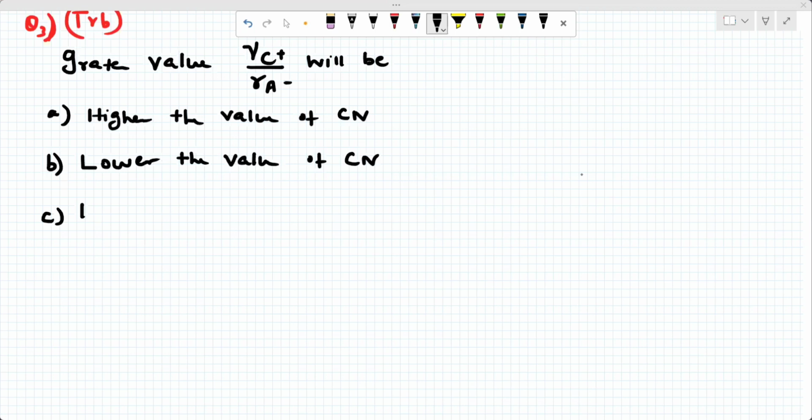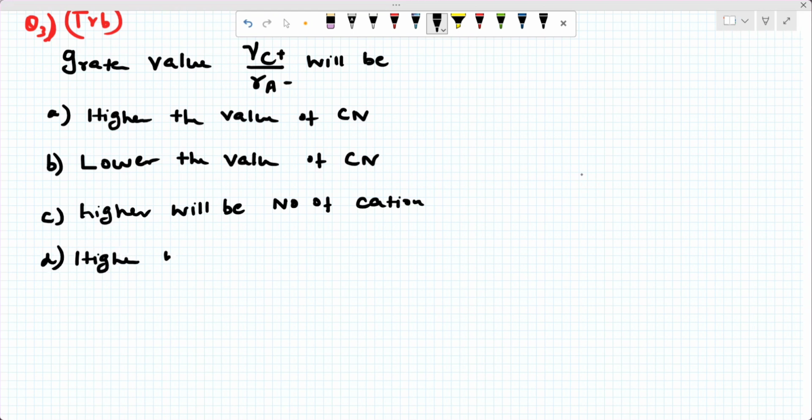The greater the value of radius of cation by radius of anion will be: option A, higher the value of coordination number. Option B, lower the value of coordination number. Option C, higher will be the number of cations. Option D, higher will be the number of anions.